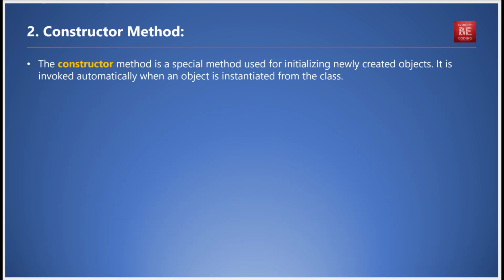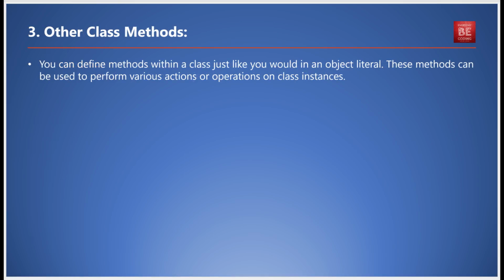Within a class, there's a special method called the constructor. This method is crucial for initializing newly created objects. It's automatically invoked when an object is created from the class. But classes aren't just about constructors. You can define other methods within a class too, just like you would in an object literal. These methods can perform various actions or operations on class instances.